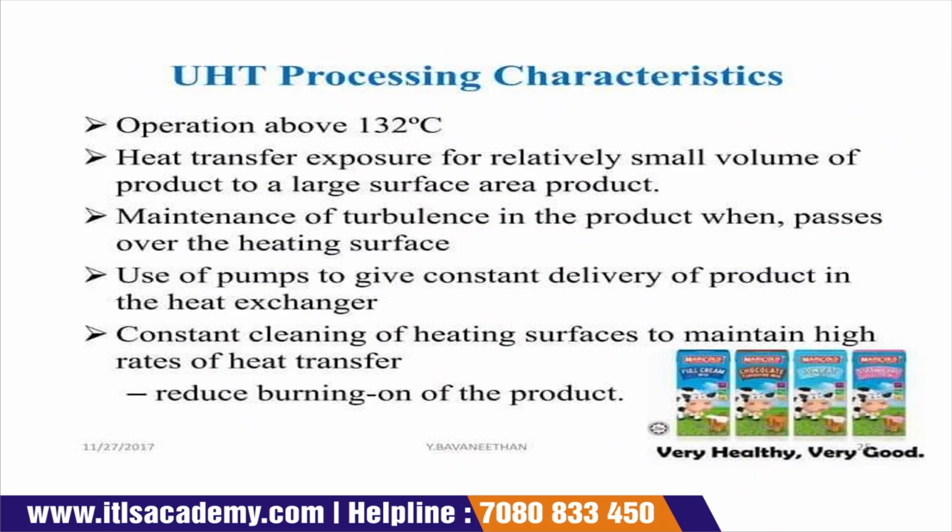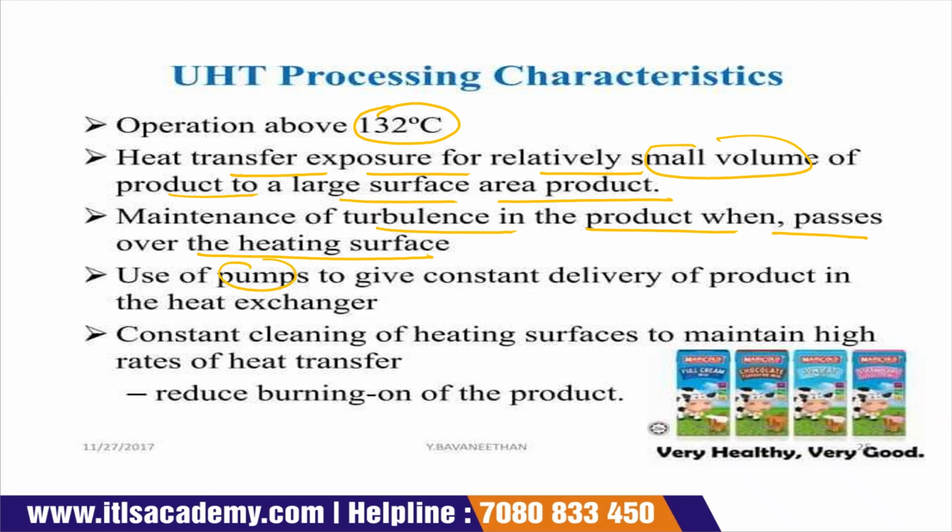UHT processing characteristics: operation above 132 degrees Celsius, heat transfer exposure of a relatively small volume of product to a large surface area. It maintains turbulence in the product as it passes over the heating surface. Use of pumps gives a constant delivery of the product to the heat exchanger. Constant cleaning of the heating surface maintains a high rate of heat transfer. It also reduces burning of the product.